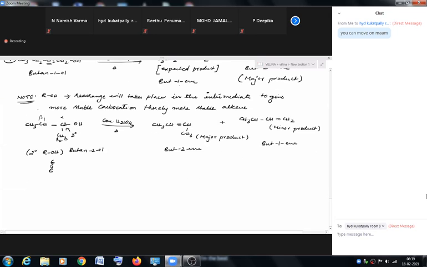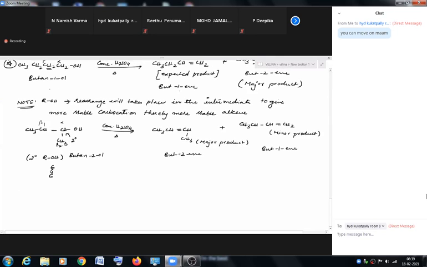Okay, next we can even have a tertiary alcohol also. Same process will be there. So CH3, CH3, OH, and CH3. So this is a tertiary alcohol, isopropyl, isopropanol.